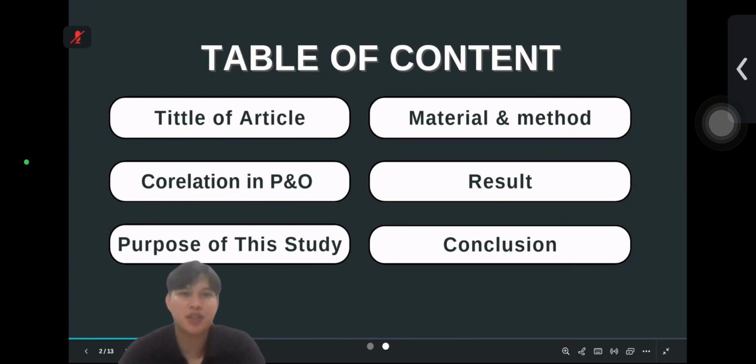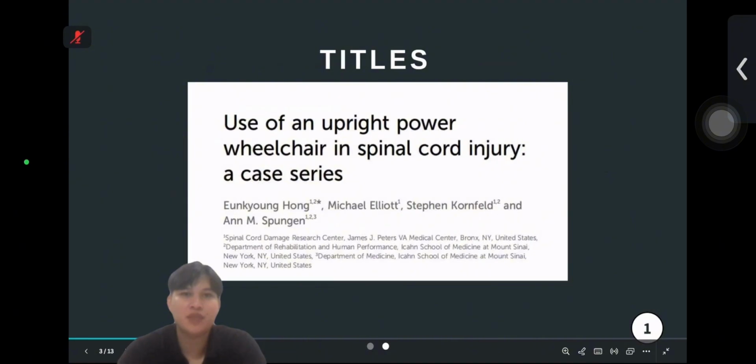The first, title of article. The second is correlation in prosthetic and orthotic, purpose of the study, and then material and method, result, and the last, conclusion. So for the title: use of an upright power wheelchair in spinal cord injury, case series.